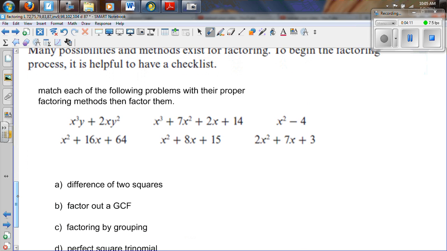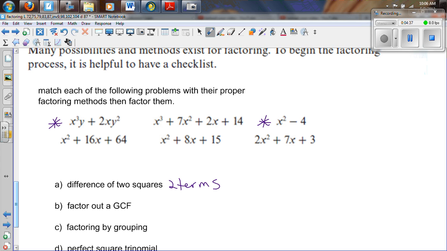So we're going to look now at each one of these. It says match each of the following problems with their proper factoring method and then factor them. So I'm going to start with a difference of 2 squares. How do you know something is a difference of 2 squares? It has 2 terms. So which one up here has 2 terms and is a binomial? Its only possibilities are this one that's first and this one that's last.